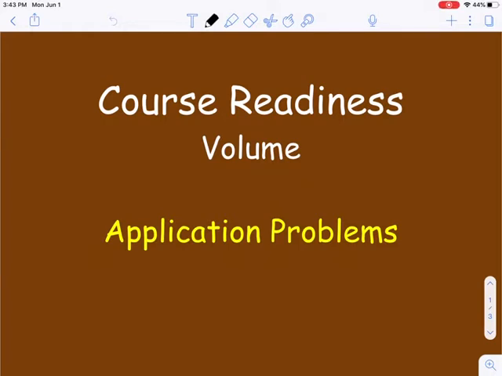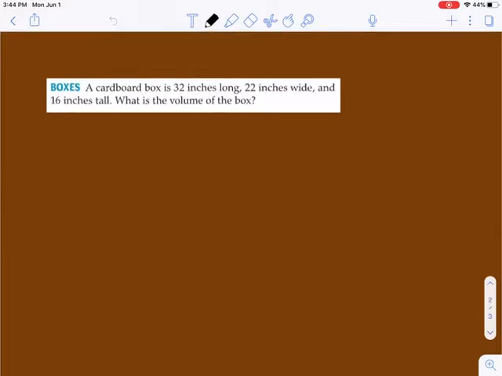All right, we got a couple application problems here we're going to look at involving volume. So this first one, a cardboard box is 32 inches long, 22 inches wide, and 16 inches tall. What is the volume of the box? Well, I always like to draw.